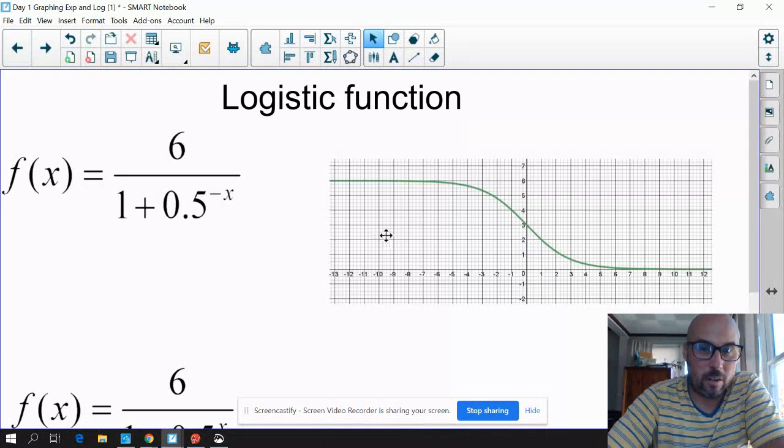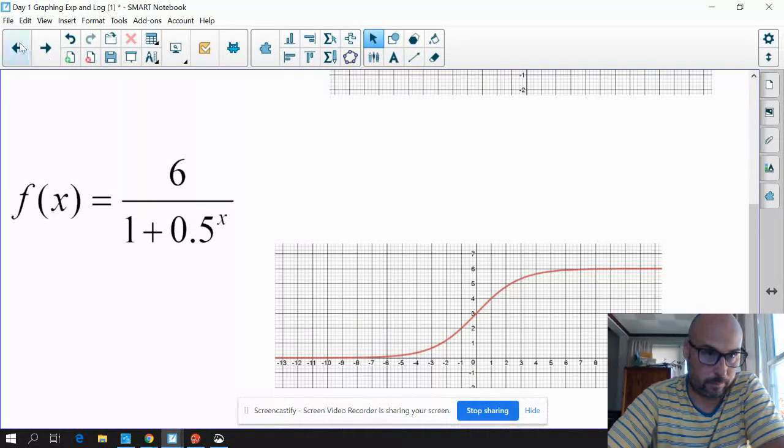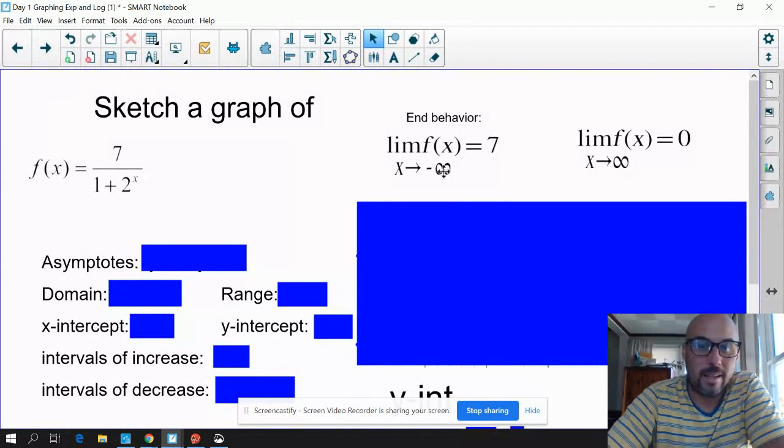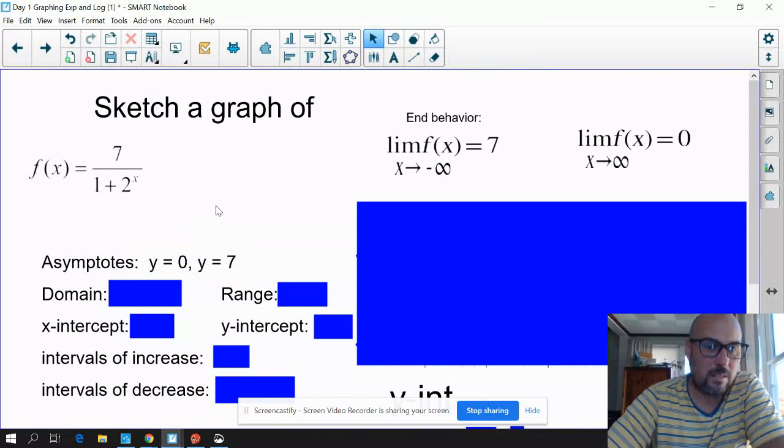Remember what these things look like. They have a domain of all real numbers. But they eventually approach a horizontal asymptote to the left, and they approach a horizontal asymptote to the right. So this one, as I go to the left, it's approaching y equals 7. And as I'm going to the right, it's approaching y equals 0. Those are the two asymptotes, y equals 0 and y equals 7.